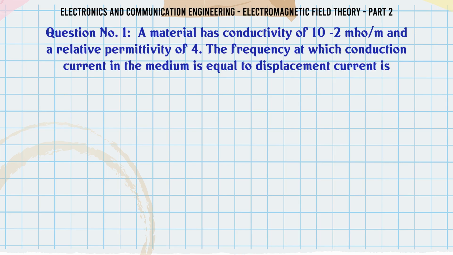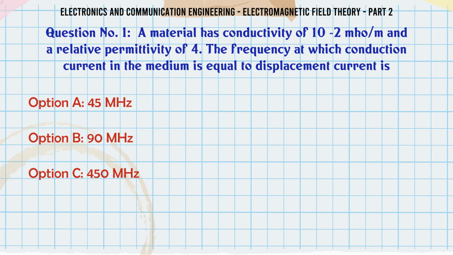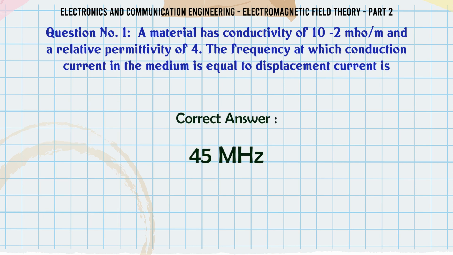A material has conductivity of 10^-2 mho and a relative permittivity of 4. The frequency at which conduction current in the medium is equal to displacement current is A. 45 MHz, B. 90 MHz, C. 450 MHz, D. 900 MHz. The correct answer is 45 MHz.